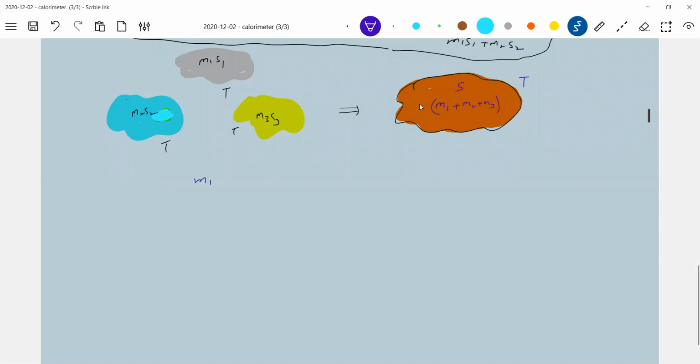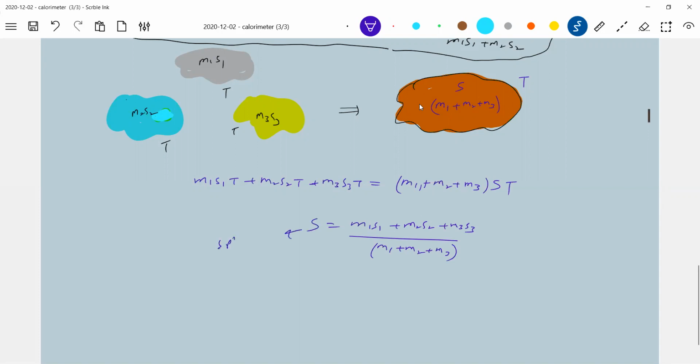So in that case, what we write is M1 S1 T is equal to M1 plus M2 plus M3 into S. So what is S equal to? In case you want to find out the specific heat of the mixture, you should think in this way. So what is this? Specific heat capacity of the mixture.